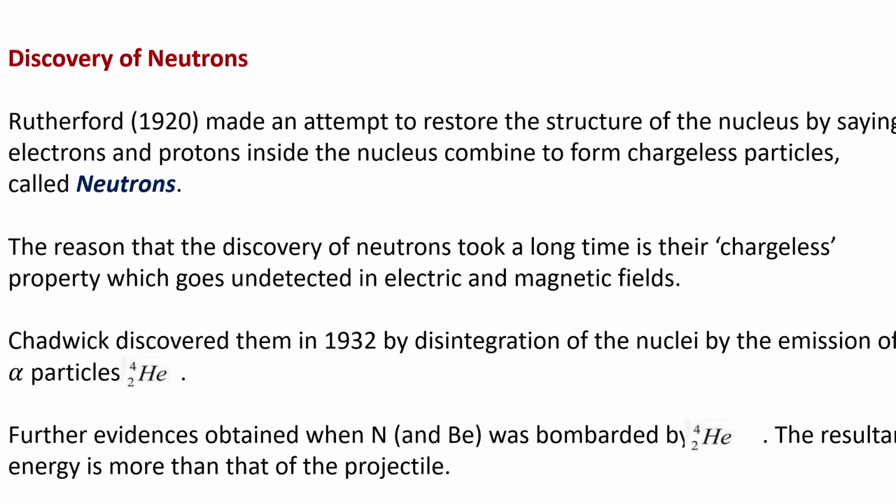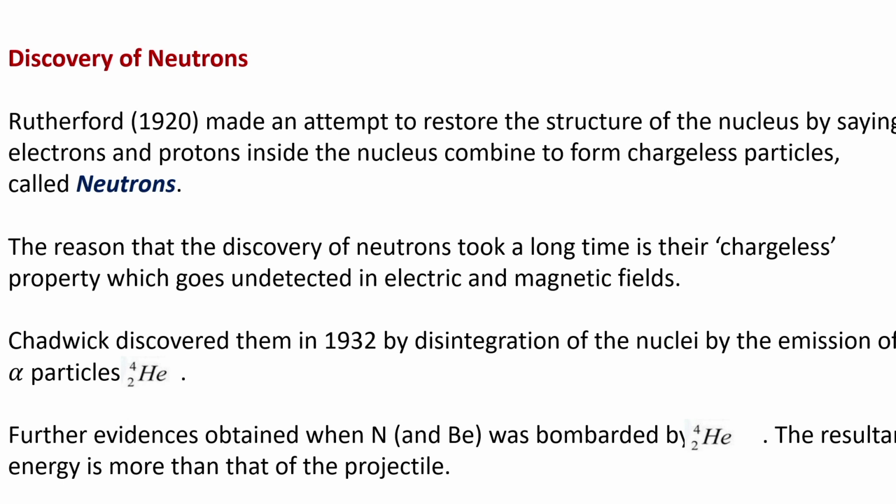Now, Chadwick discovered neutrons in 1932, by disintegration of nuclei by the emission of alpha particles. Alpha particles are nothing but 2He4, these are helium nuclei with Z equal to 2 and A equal to 4.